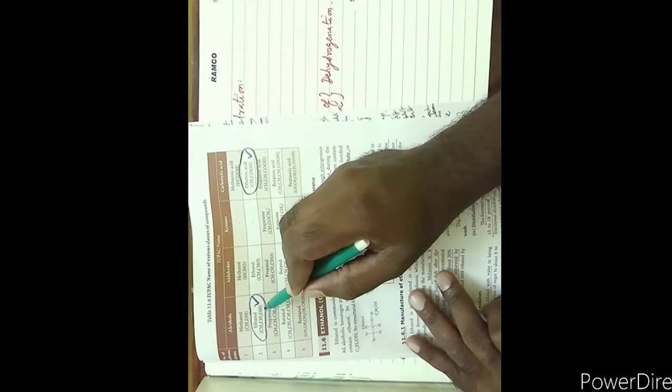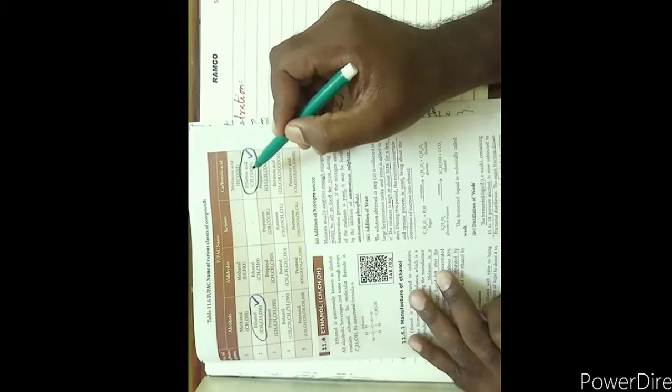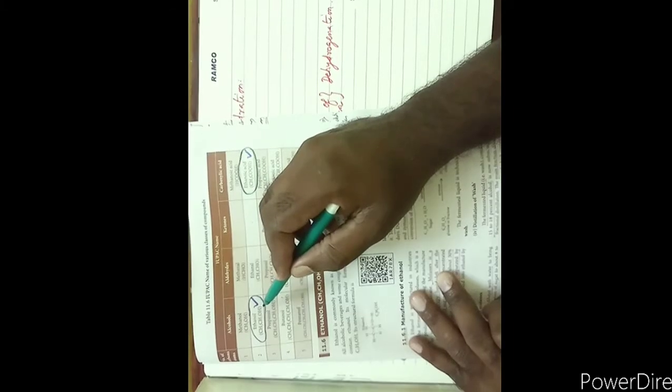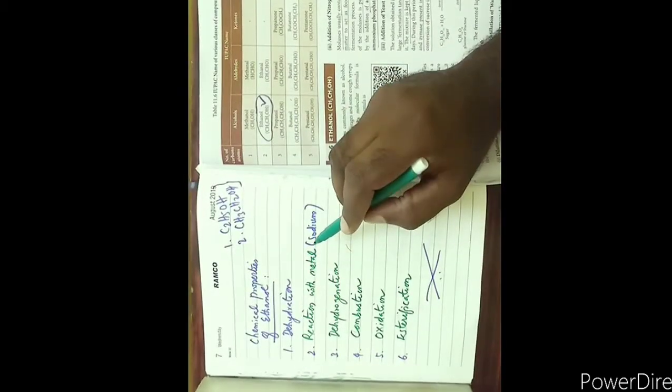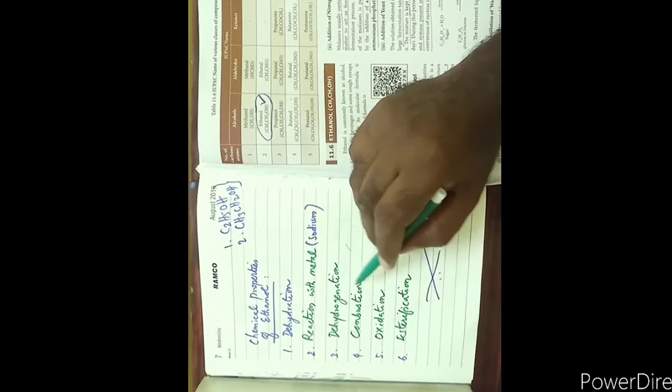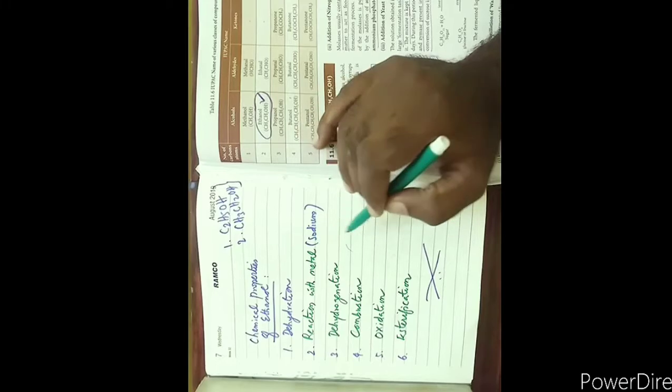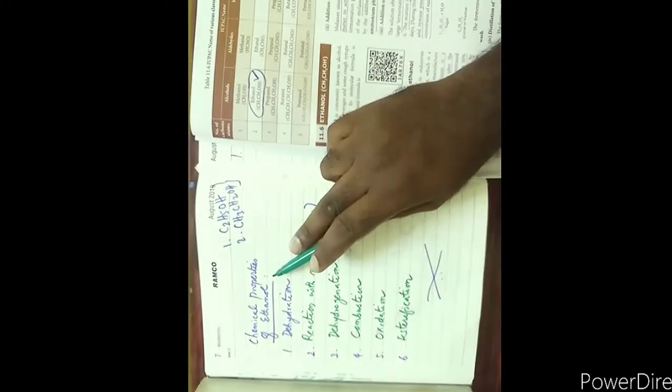What is the formula for ethanol? CH3CH2OH, and the formula for ethanoic acid is CH3COOH. In today's class, we are going to learn about the chemical properties of ethanol. What are its chemical properties? Already I have written here: dehydration, reaction with metal, that is sodium, then dehydrogenation, combustion, oxidation, and esterification. These are the important 6 chemical properties of ethanol.